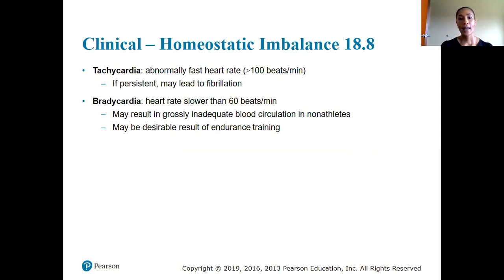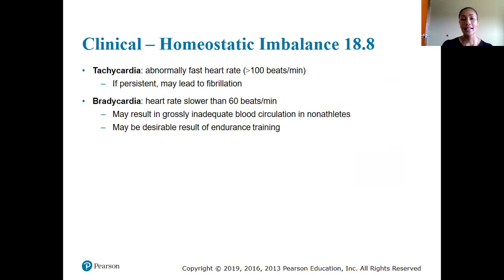Tachycardia is going to be an abnormally fast heart rate, and this occurs when the heart is beating more than 100 times per minute. If this were to persist, this can lead to ventricular fibrillation, which is very harmful. Bradycardia occurs when the heart is beating abnormally slow, and if the heart is beating 60 beats per minute or slower, that's when we say that the heart is in this state.